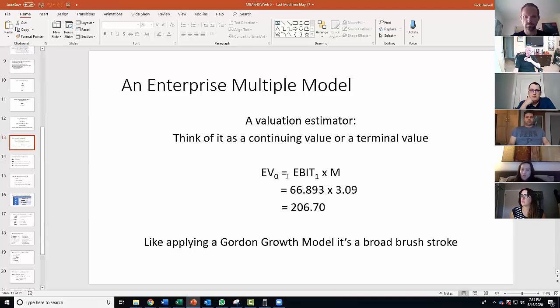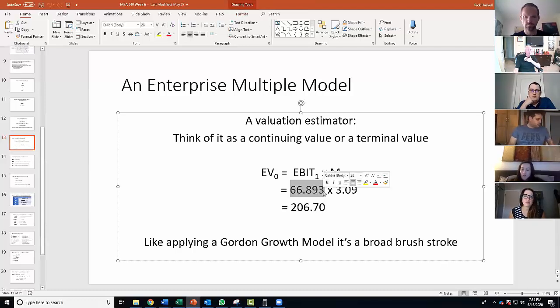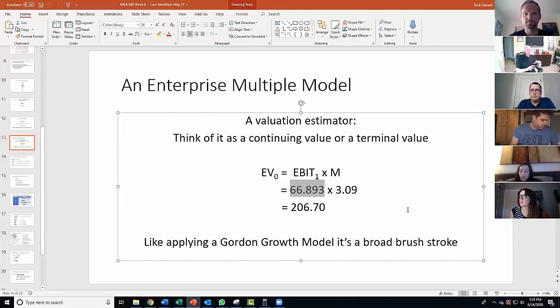We're using a single cash flow variable. In this case, I'm using EBIT. Could just as easily use FCF or EBITDA. The multiple would be different, but the concept would be the same. And I come up with a number. And just like using the Gordon growth model, it's extraordinarily simple, but its simplicity makes it easily used and makes it error prone because it's just too basic. But it's a place to start, right?